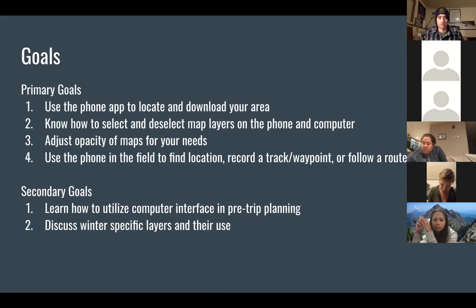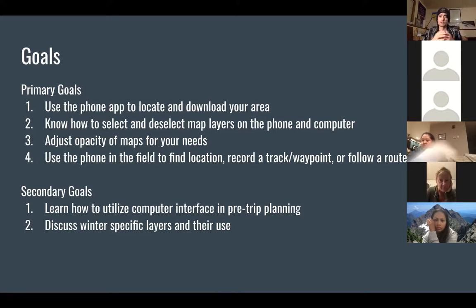So we've got four primary goals of this webinar. The first is to be able to use the phone app to locate and download your area. The second is to know how to select and deselect map layers on the phone and computer. Building off of that, the third goal is to be able to adjust the opacity of those maps in order to show the most relevant information to you. And then the fourth major goal is to be able to use your phone in the field to find your location, record a track or a waypoint, or follow a route. So those are the four primary goals.